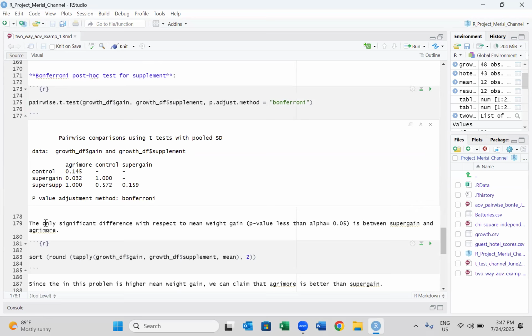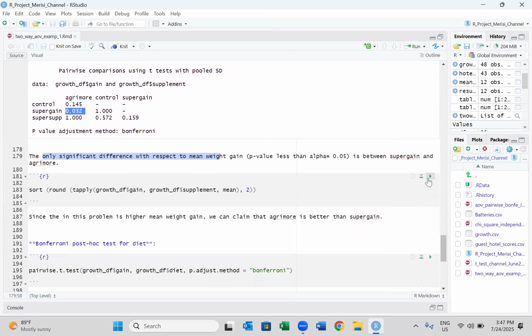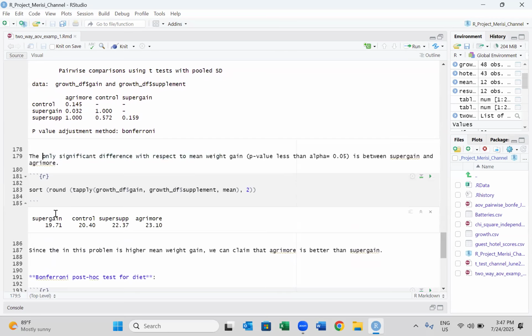So that's why I said here, the only significant difference with respect to the mean weight gain is between super gain and Agrimore. That p-value corresponds to Agrimore and super gain. So that's the only significant difference. Now, if you remember, let me show you the means again. Those are the means for the supplements. So we just found out that the only significant difference is between super gain and Agrimore. The other differences between control and super sub, control and Agrimore, and so on, are not significant.